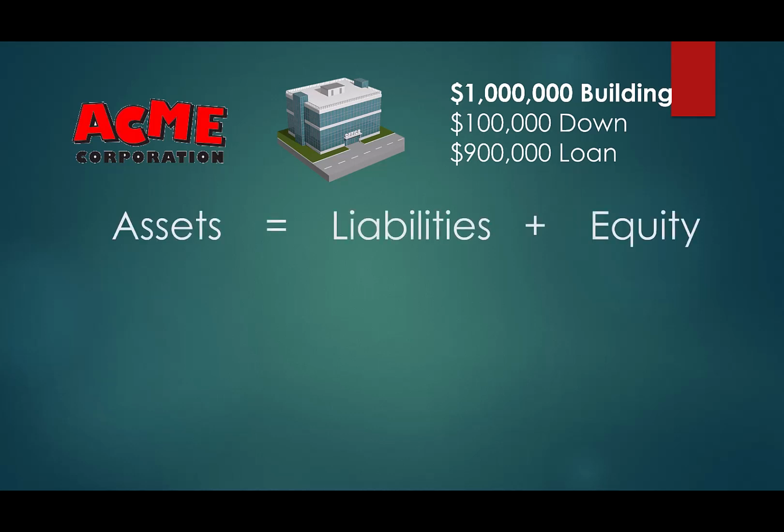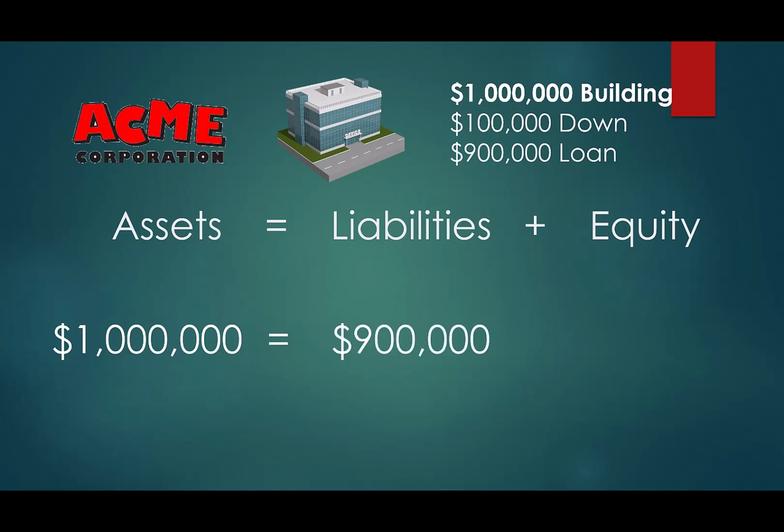Again, we'll pull up our accounting equation. The first thing again that we want to ask ourselves is, what's the value of the assets in question? In this case, the building is worth $1 million, so that's the value of our assets. The next thing is liabilities. What do we owe in the future on this asset? In this case, we owe $900,000 in the future, and we've put $100,000 of our own money down on the building, which represents our equity or our ownership in that office building. So our equity is going to be equal to $100,000.